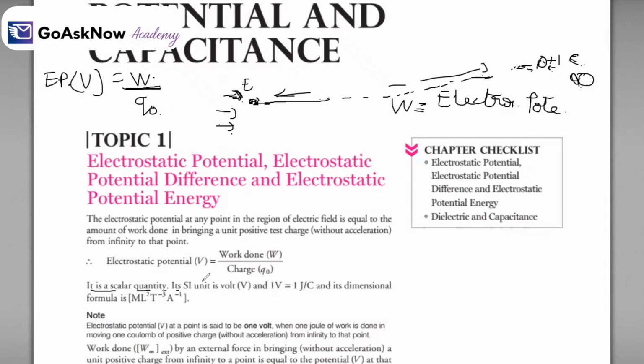I hope that you understood what I have told you. Electrostatic potential is the work done to bring any unit positive test charge from infinity to any point in an electric field, and the work done is against that electric field. So let's move further and see what is the next thing.